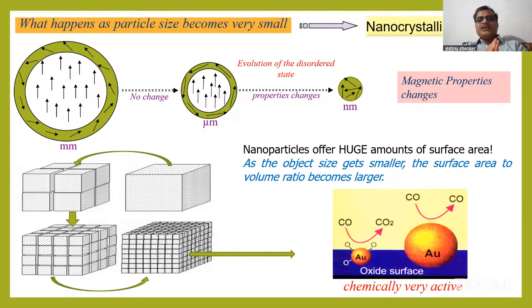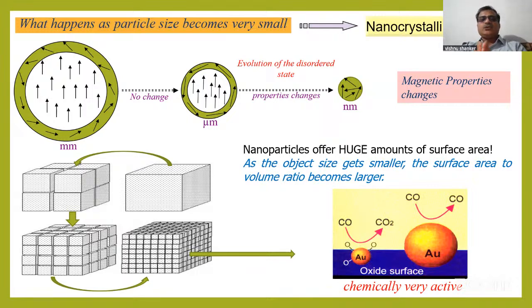When you reduce the size, going from millimeter to micrometer to the nanometer, the moment you reach the nanometer, what will happen? Your core volume will vanish, and the grain boundary will dominate. In that case, your random dipole arrangement will be predominant.